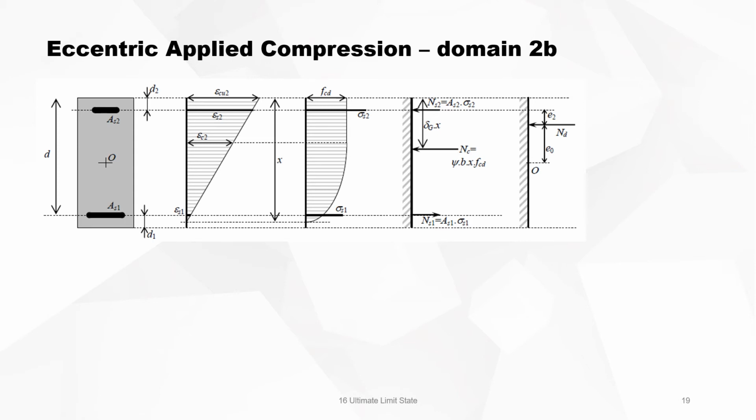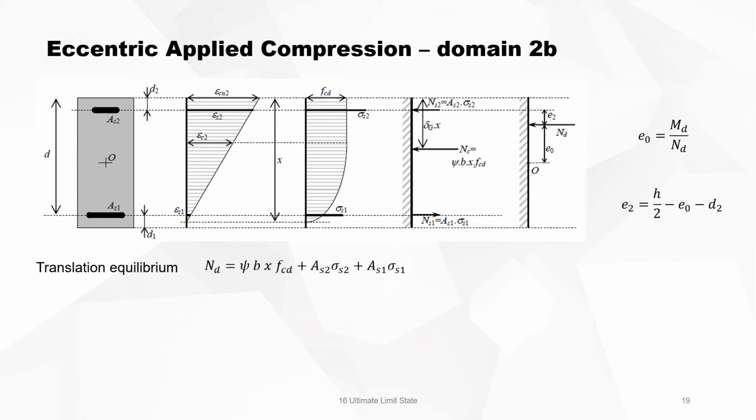Then we have the action, which is the eccentric compression force. It has an eccentricity E0 and an eccentricity E2 towards the most compressed reinforcement. E0 we know, and E2 you can easily see is H over 2 minus E0 minus D2. You see the difference with the eccentrically applied compression in domain 2A. There we had an E1, and this is now an E2 because you are working towards the most compressed reinforcement. We have a translation equilibrium.